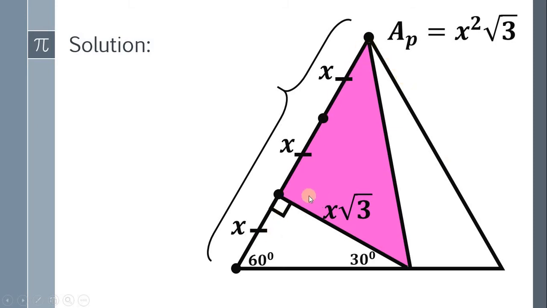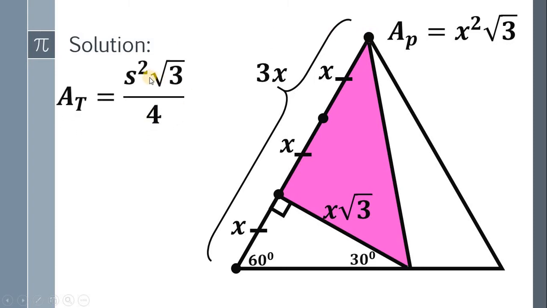Now at this point, we can find the area of the entire equilateral triangle, wherein the length of each side must be the sum of x, x, and x, or simply 3x. Now we can find the area of this equilateral triangle through the use of the formula s squared multiplied by the square root of 3 all over 4, wherein s is the length of the side of this equilateral triangle. It follows that the value of s is 3x.